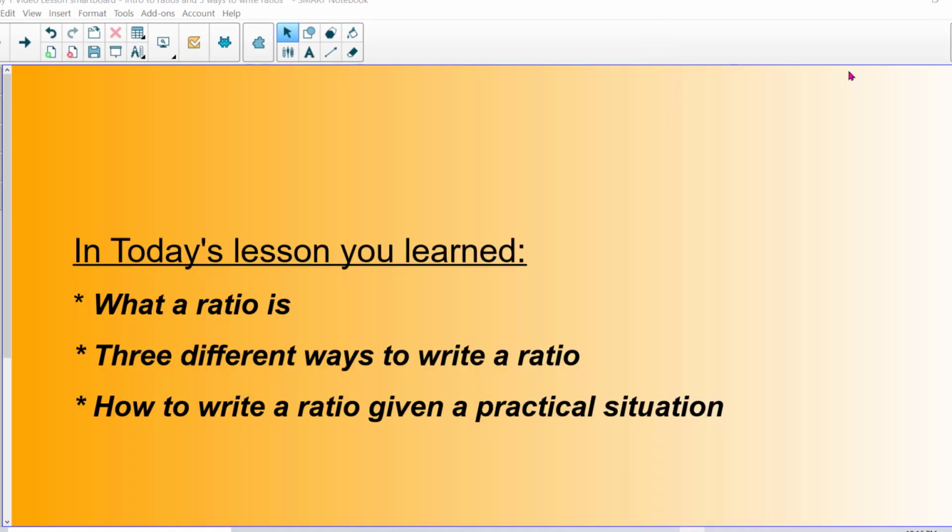So in today's lesson, you learned what a ratio is, the 3 different ways to write a ratio, and also how to write a ratio given a practical situation.